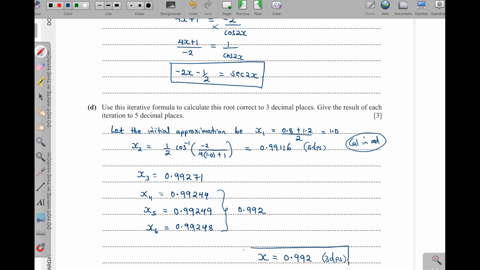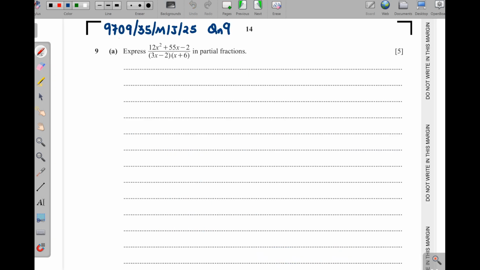As simple as that. Question 9 part A, we are expressing this one in partial fractions. Now, if they give you this part A to express in partial fractions, the next part you expect it to come from binomial expansions or integration, okay? But then, before you do partial fractions here, always look at the degree of the numerator and the degree of the denominator.